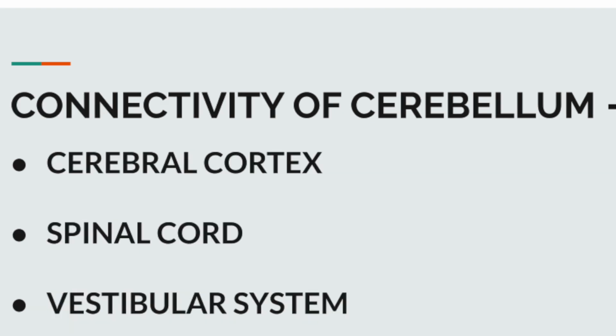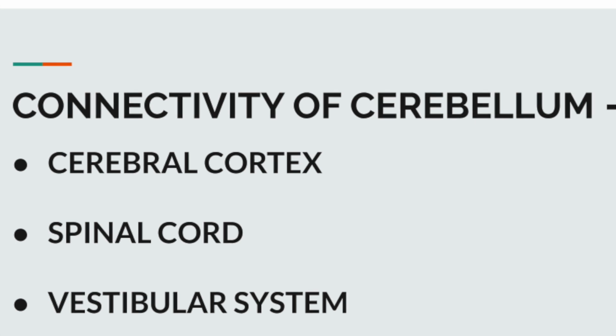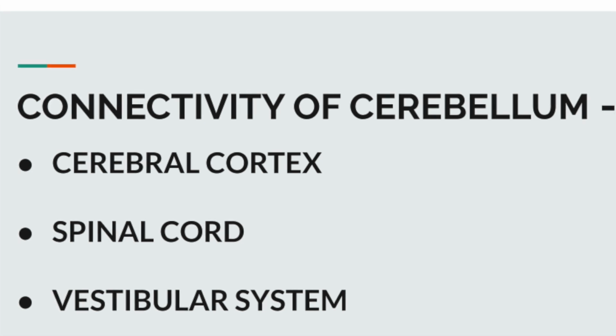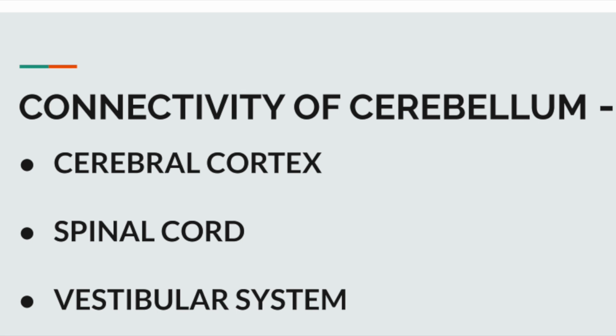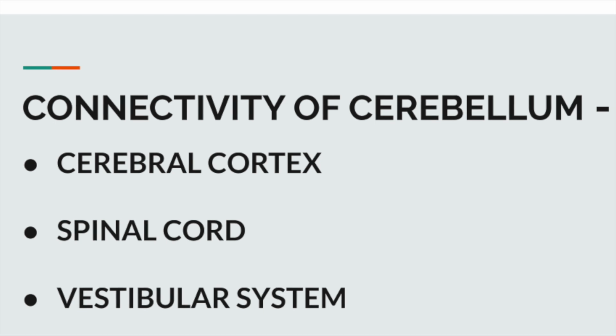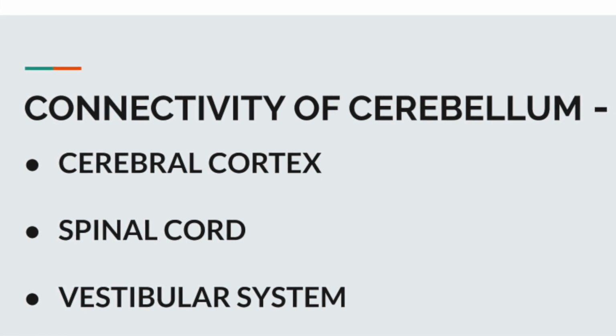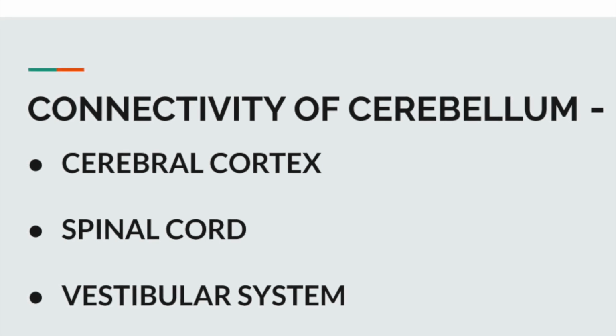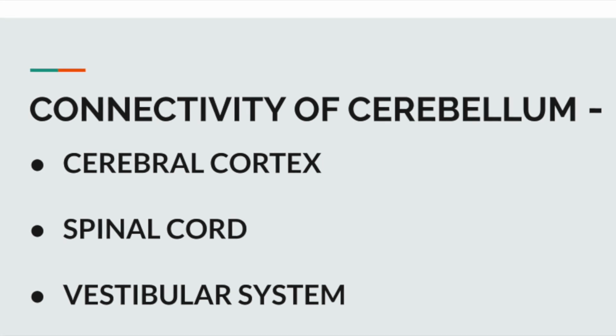Next is the connectivity of the cerebellum. The cerebellum receives inputs from various regions of the central nervous system and sends outputs to motor and non-motor areas, facilitating bidirectional communication with other brain regions. Major inputs to the cerebellum include: first is cerebral cortex. The cerebellum receives inputs from multiple cortical regions, including the motor cortex, prefrontal cortex, and parietal cortex, via the pontine nuclei. These inputs convey information about motor commands, sensory feedback, and cognitive processes.